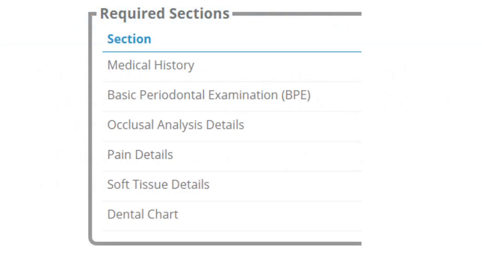Now, when you come to uploading and registering your case, there are sections that you need to fill in. And the first section that you need to do is general basic dentistry. That is the patient's medical history, their periodontal examination, the BPE, and of course if they get a 3 or a 4, you should provide a whole charting. An occlusal analysis, if the patient has any pain, the details, a soft tissue examination, and of course a dental chart. All of this is box filling.